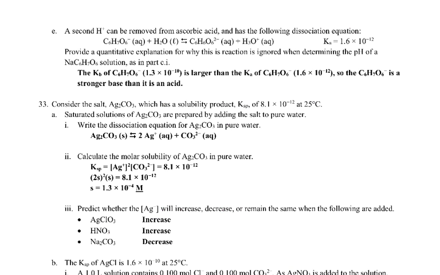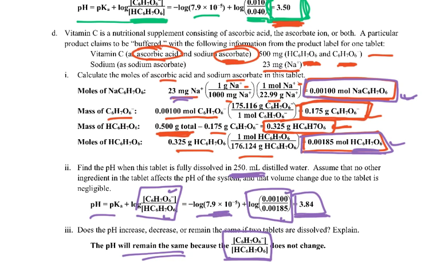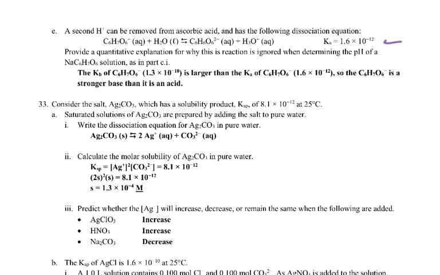Okay, next, a second H can be removed. And we have a Ka for that one. Well, that Ka, 1.6 times 10 to the minus 12, is smaller than the first Ka we had. The first Ka was 7.9 times 10 to the minus 5. So we can see that this second one is not going to donate very well.